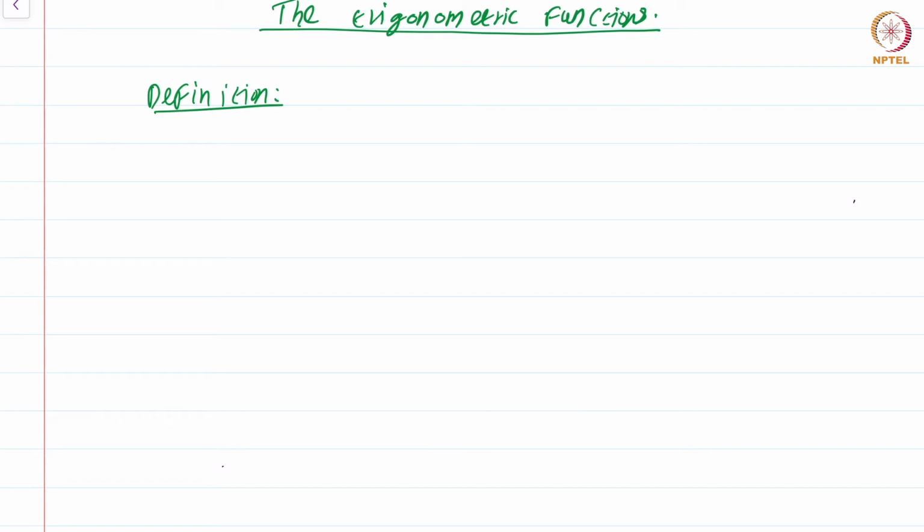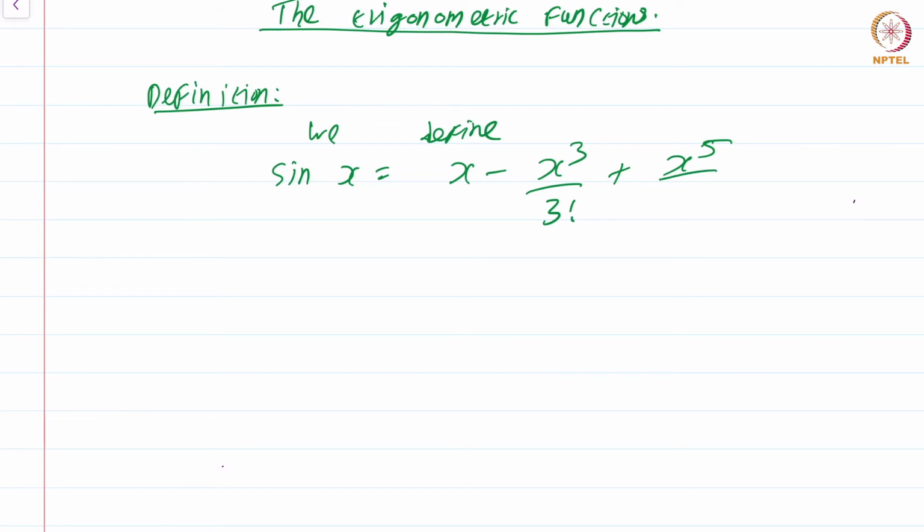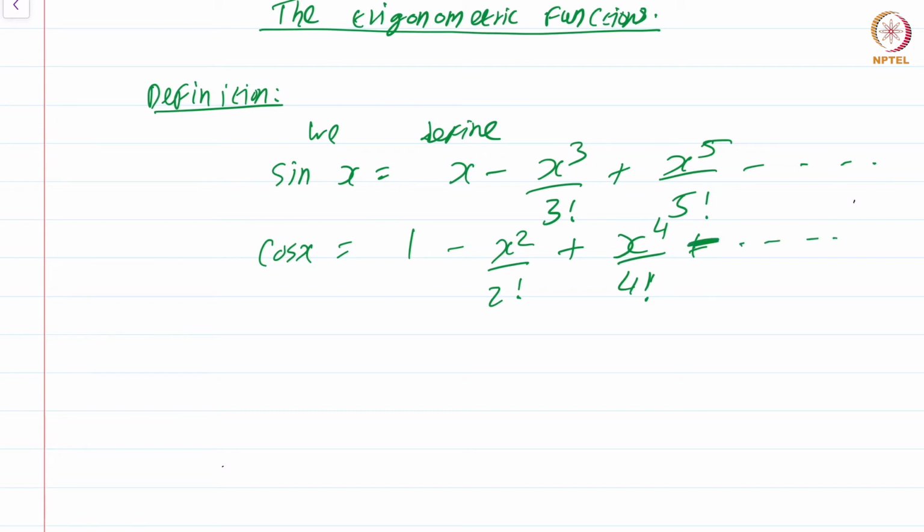We define sin x to be x minus x cubed by 3 factorial plus x power 5 by 5 factorial minus plus minus plus so on. And similarly we define cos x to be 1 minus x squared by 2 factorial plus x power 4 by 4 factorial plus minus ... Again the signs will change alternatingly.